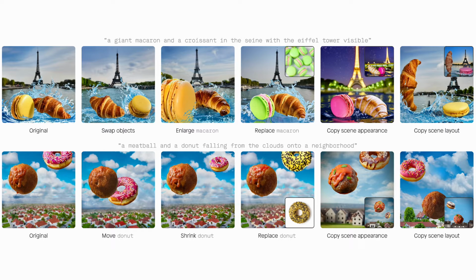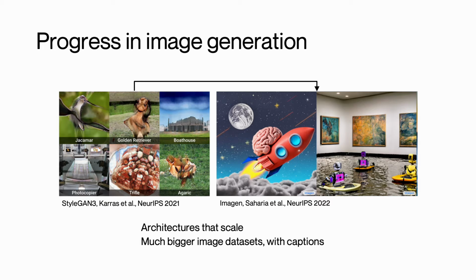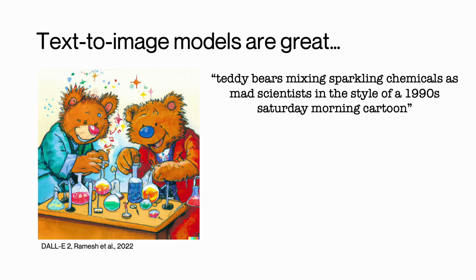So, how does it work? Let's zoom out and talk about image generation as a whole. In the past few years, the field has seen immense progress by training huge models on huge data sets using huge computers. These models can output very high-quality images that match text prompts.